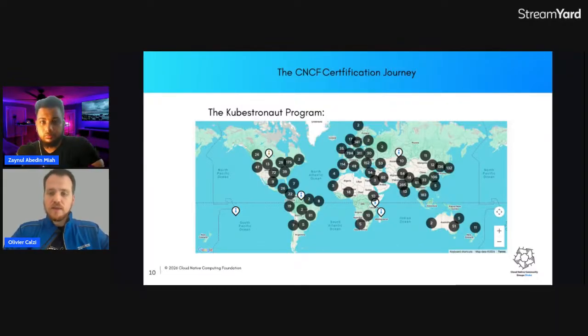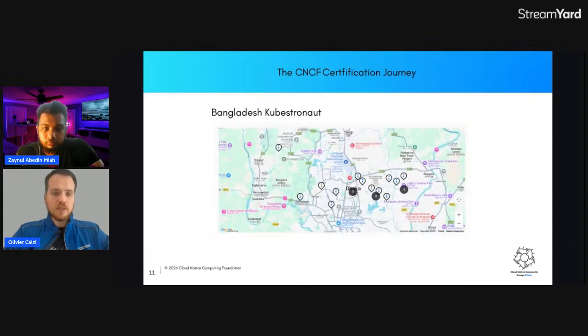So let's focus a bit on Bangladesh now. What is the Bangladesh Kubestronaut situation? So now you are, I think, 19. And in Belgium, when I started Kubestronaut, we were only 8. And now there are 3 Golden Kubestronauts for a total of 25 Kubestronauts. So in just a matter of 1 year, we more than doubled the number.